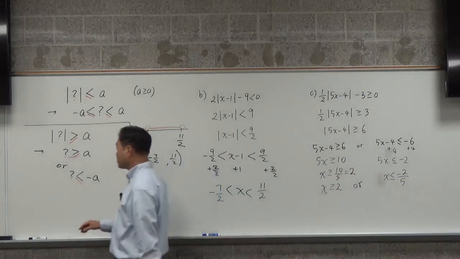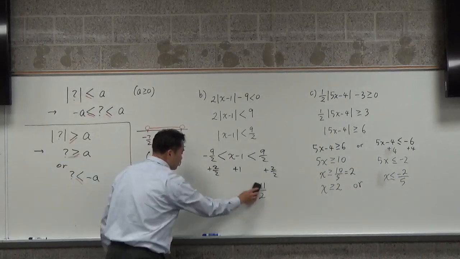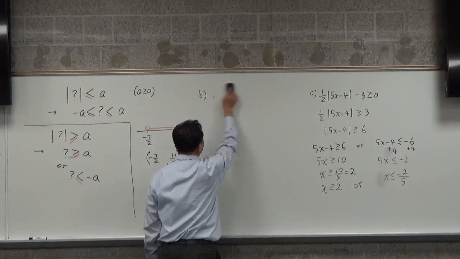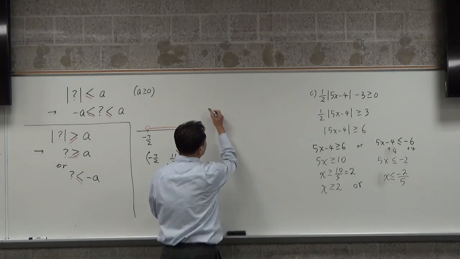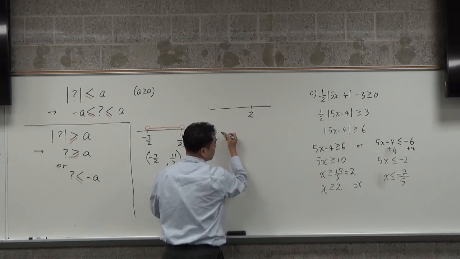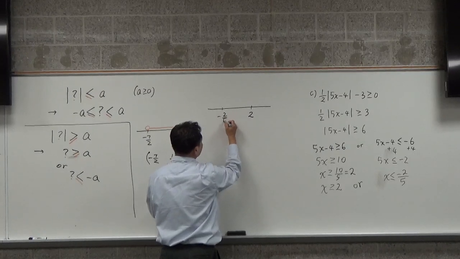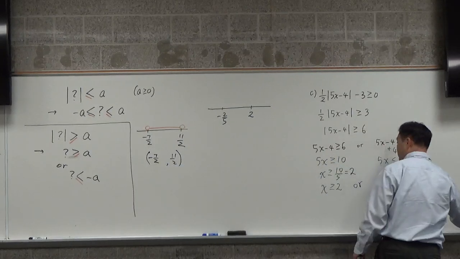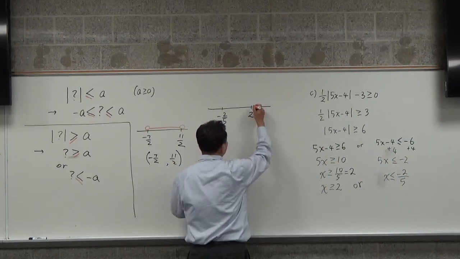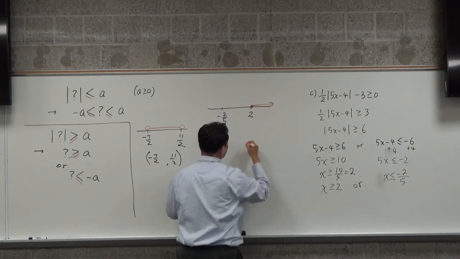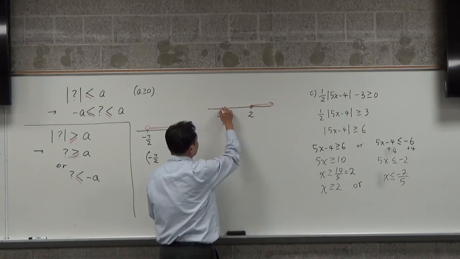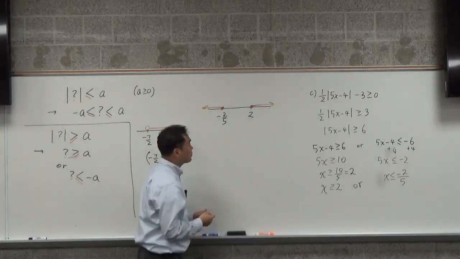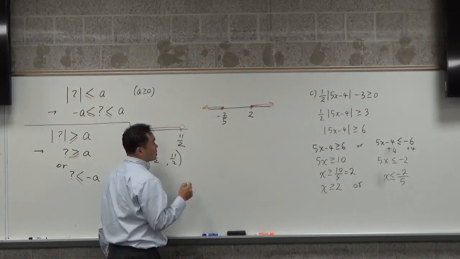How do we sketch that on the number line? Let's try that. Here's 2. Here's negative 2 over 5. And the answer says either it's greater or equal to 2, so it's 2 and greater, or negative 2 over 5 and less. These are the solutions. How do you write them in interval notation then?